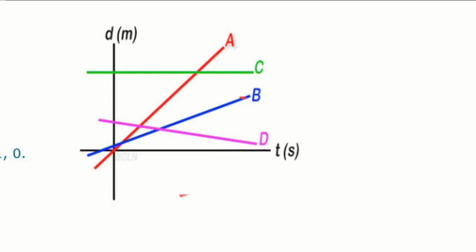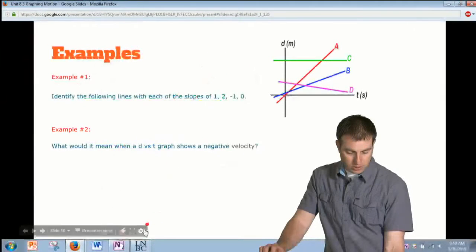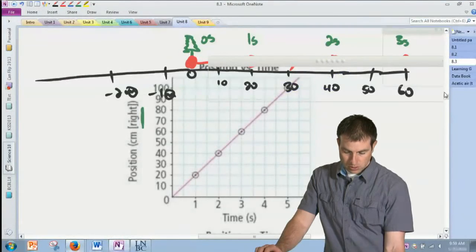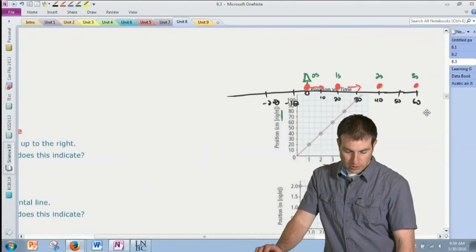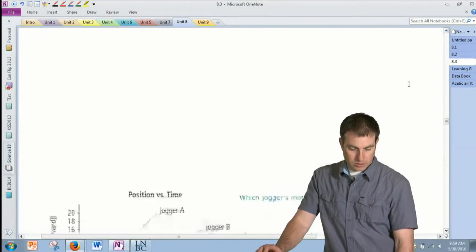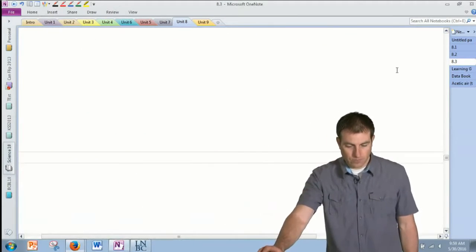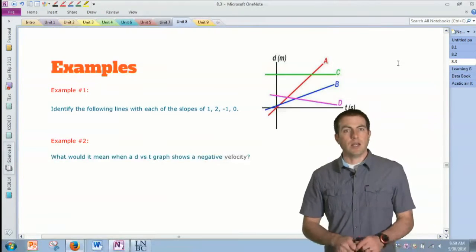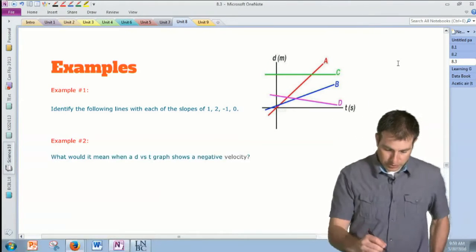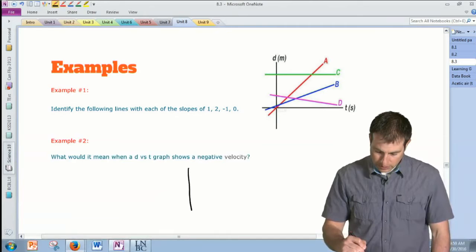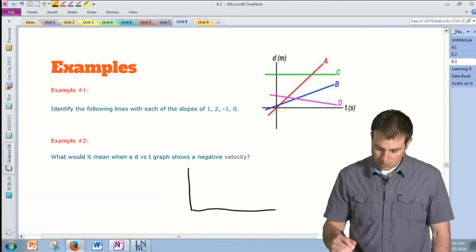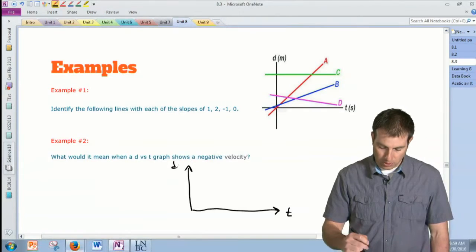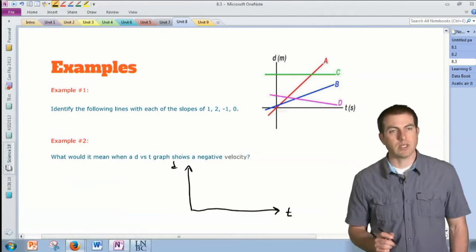Second example here says, what would it mean when a distance versus time graph shows a negative velocity? I'm actually going to jump over here and scroll down. There we go. So I can write negative velocity, distance versus time graph. Let's maybe just draw a graph quickly. It doesn't have to be pretty. Of course, you guys always use a ruler when you draw your graphs, but I am not going to. So there's the distance time graph.